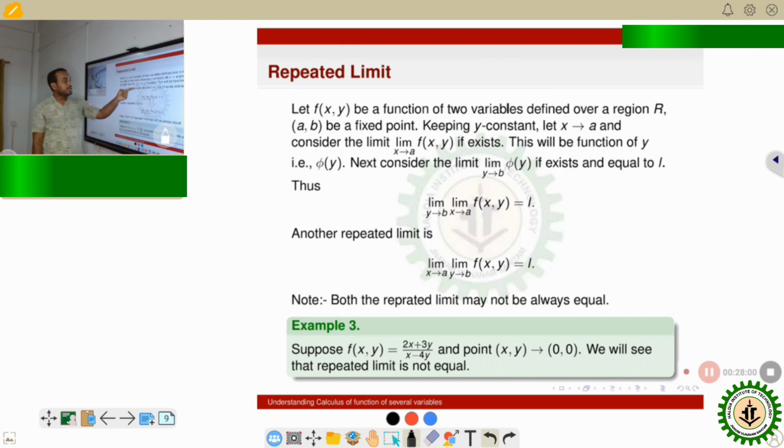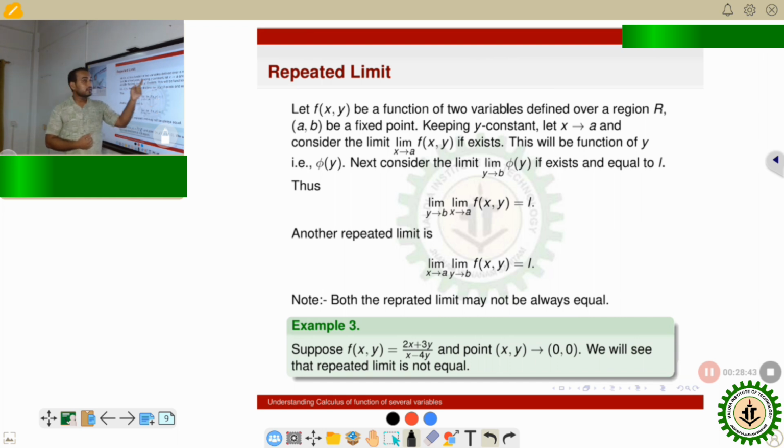Then you will get the limit of f(x,y). And what will this f(x,y) be? This is basically a function of y only, because we have kept y constant but we provided x a fixed value. So this limit will give you a function of y only. Say it is 5y. Next, as we have taken y constant, now y tends to b of 5y. If it exists and equals L, then the repeated limit of the function f(x,y) at (a, b) can be written like this: limit y tending to b, limit x tending to a, f(x,y) is exactly equal to L.